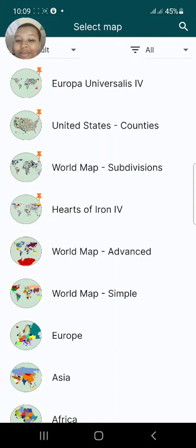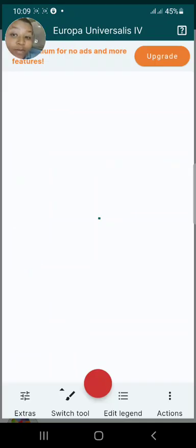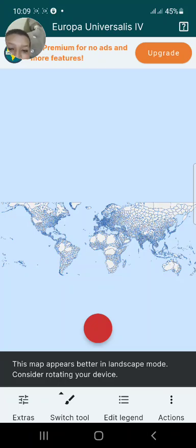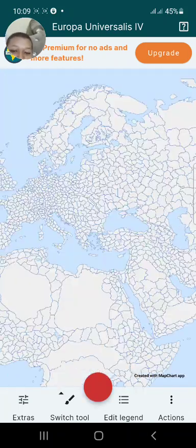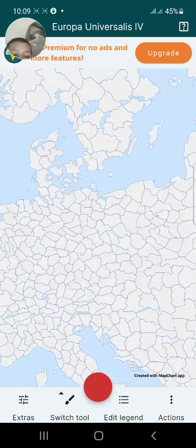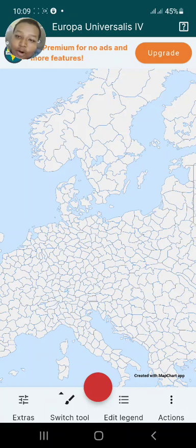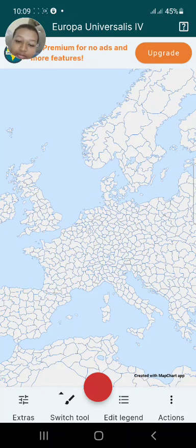And with map charts. Let's see some of their maps. Now here, this map is based on the regions in a game called Europa Universalis 4. It's one of my favorite games to watch on YouTube because I can't afford it in real life.